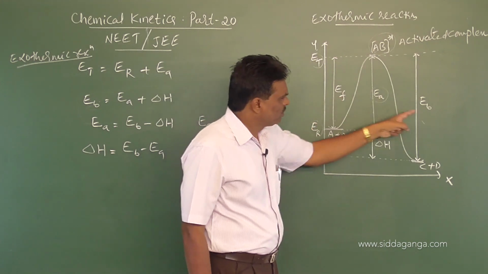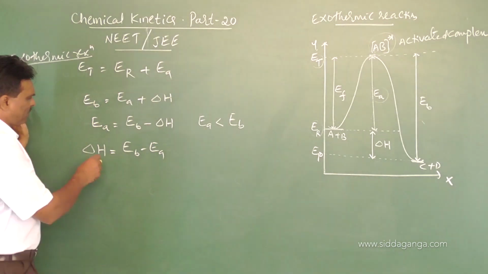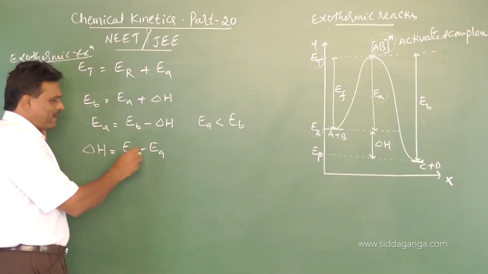Is it clear? So, remember this one point. Then delta H, the enthalpy of reaction, is EB minus EA.